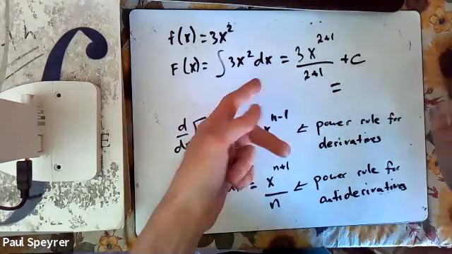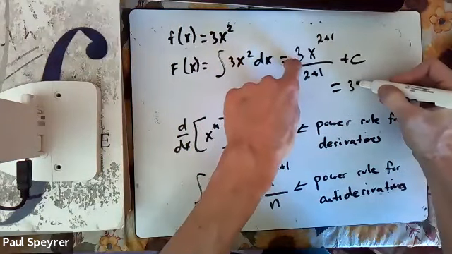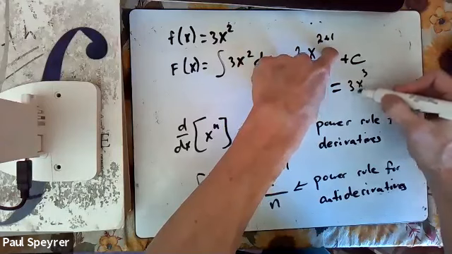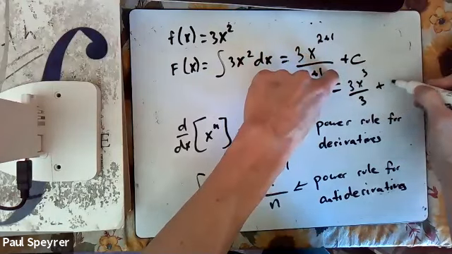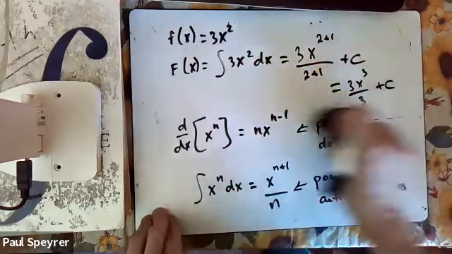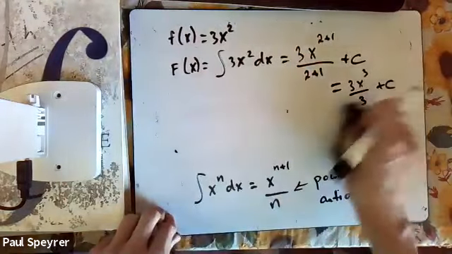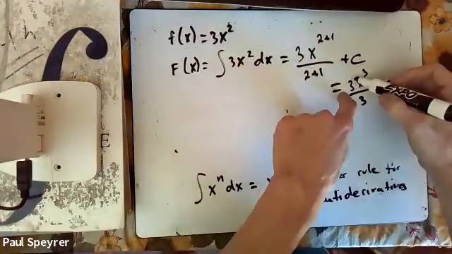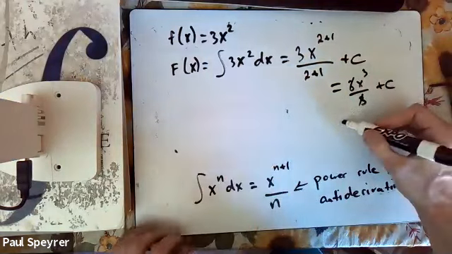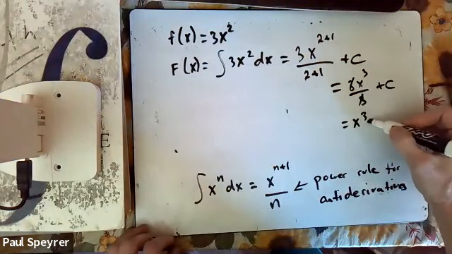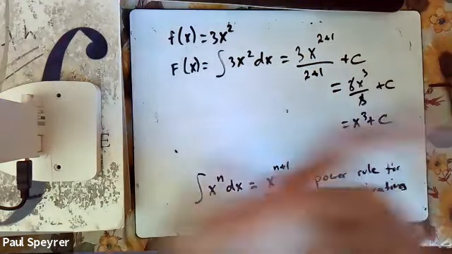So if we simplify this, what happens? We get 3x cubed over 3 plus c. And then, of course, you always want to try to simplify as much as possible. And we can, right? The 3's cancel out. So you're just left with x cubed plus c, just like that.